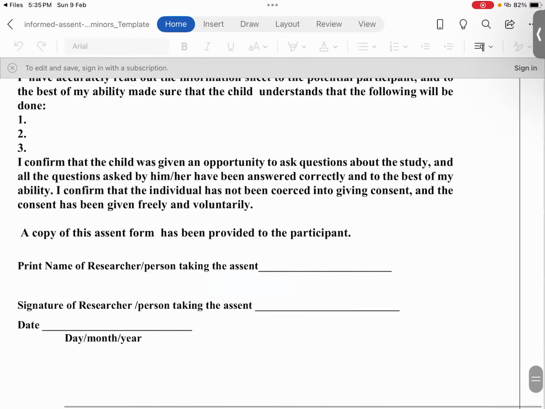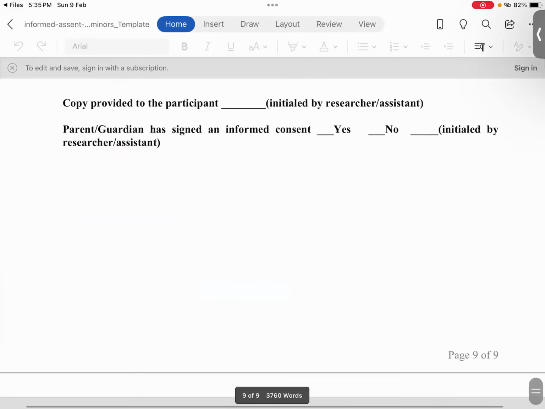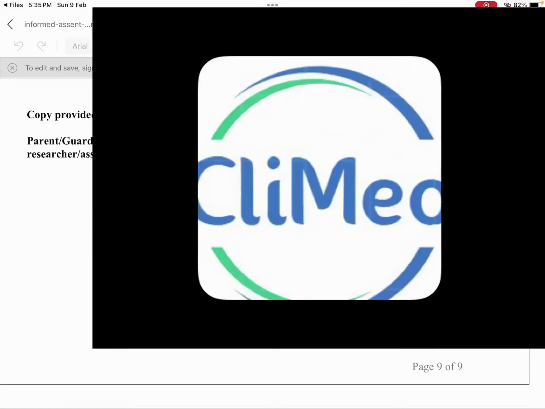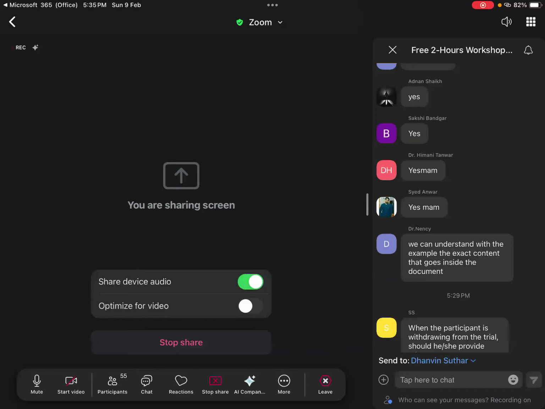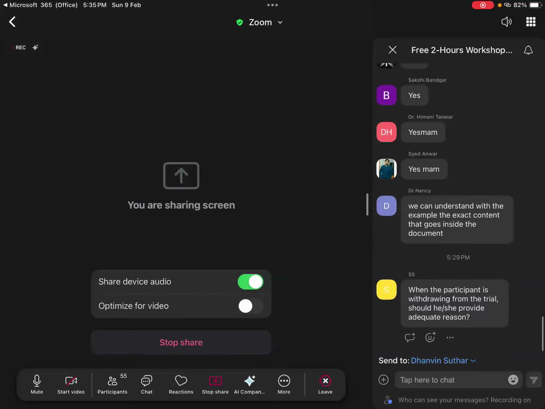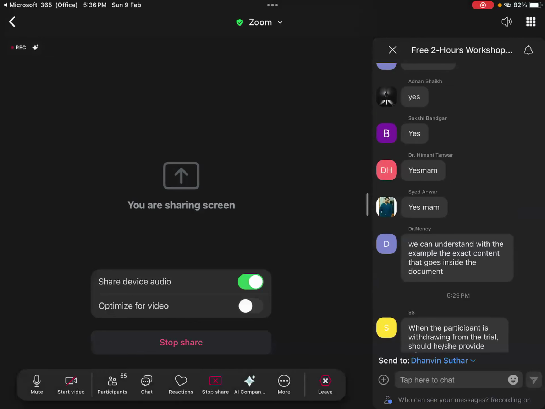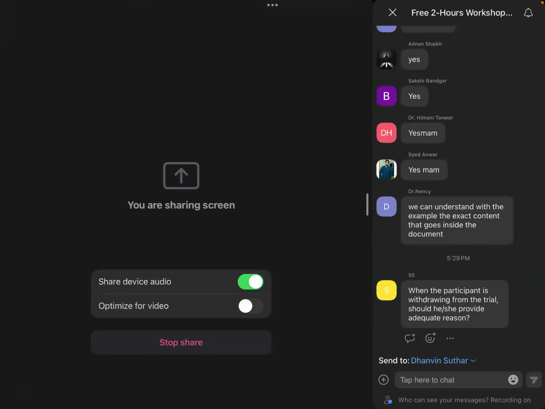So that's all from my side. But we can take questions, and after this, we will take a few more things, and then we will be good to close, right? There is one question. When the participant is withdrawing, do they need to give the reason? I will explain that. That is the last part we will be discussing. So just wait for 2-3 minutes.